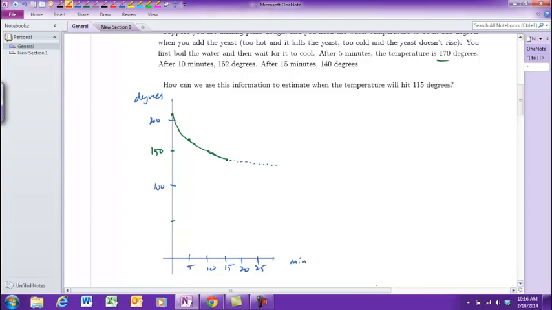So the first way we're going to estimate this is we're going to estimate with the line from (10, 152) to (15, 140). The idea here is if I take these 2 points, those are the last 2 data points that I had, and I make the line through those 2, that line will be approximately close to what I'm expecting my actual line to be.